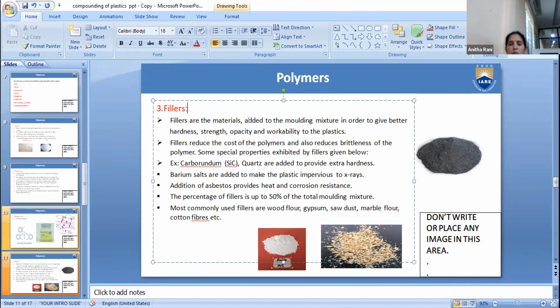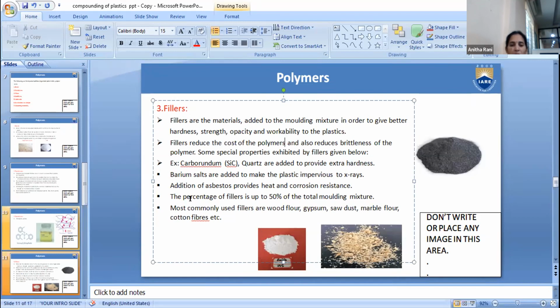So fillers are the materials added to the molding mixture. We are preparing a molding mixture in order to give better hardness. To improve the hardness of the polymer resin, we add fillers, to increase the strength of the resin, and give opacity. Opacity means not transparent. Fillers also give a good finishing product and workability to the plastics. And these fillers also reduce the cost of the polymers.